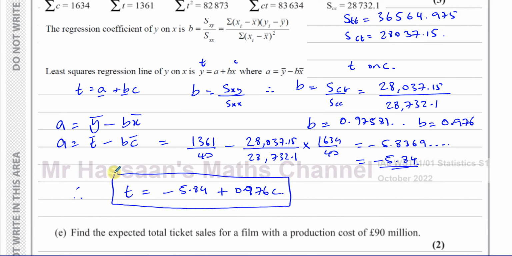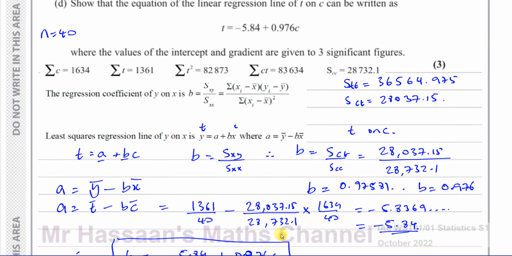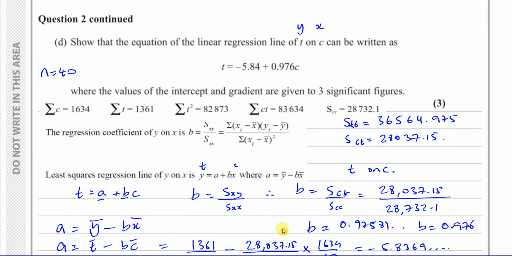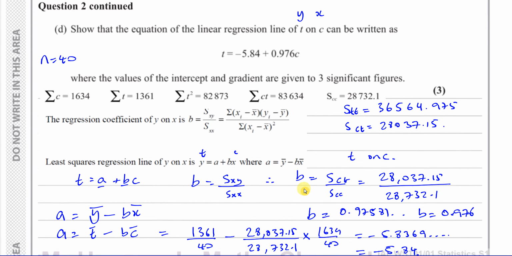All right, so it's important that you do show your steps and that you keep things to a higher degree of accuracy until the last step. And that must be shown in such questions. All right, so it's very important for us to understand that. So there's part D done, which is 3 marks.